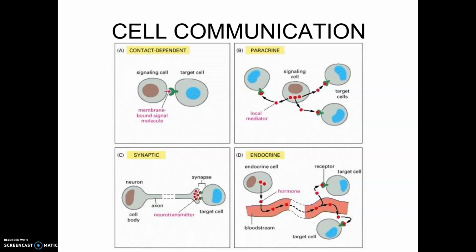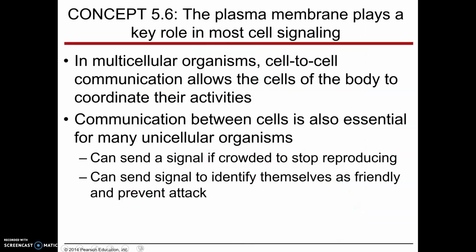So this section is about cell signaling, how cells communicate with one another. It's not an entire chapter in your textbook, it's really just a section of a chapter. So first, let's talk about why cells would need to signal one another.